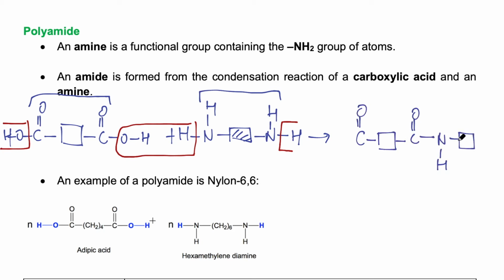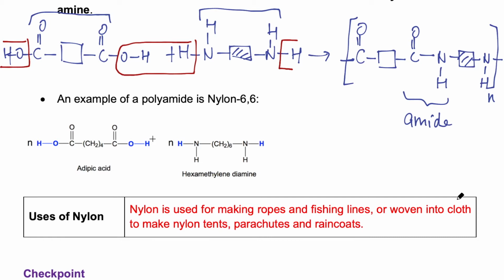Doesn't really matter whether you draw the H up or down. This is 1 repeating unit. If they ask for the structure of the polymer, you must remember to add in the brackets and then an n. And the linkage here is known as an amide linkage, CONH. One example of a polyamide would be nylon. Okay, and this nylon is called nylon 6,6.